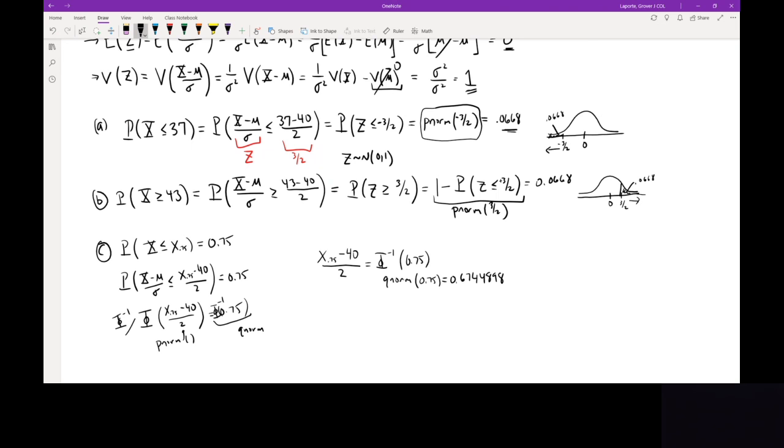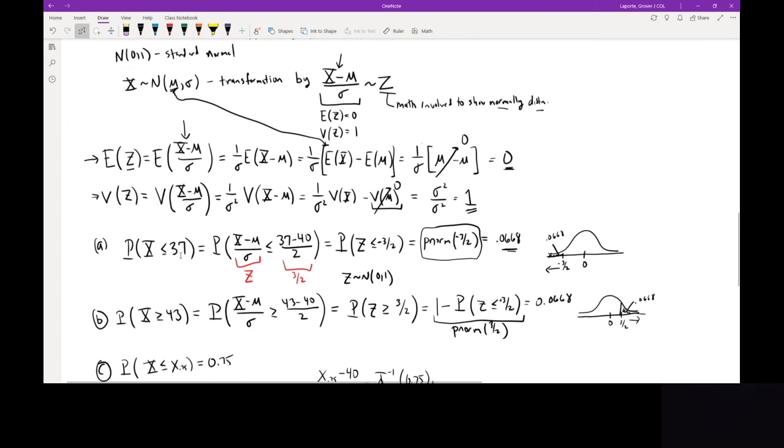Okay, I've written a whole bunch of numbers there. But what I'm trying to solve for is x of 0.75. So what that is, I'm going to take this, 0.6744898, that long number there, multiply that by 2, and then add 40 to solve for that. So I claim that should be the same thing that we got above.